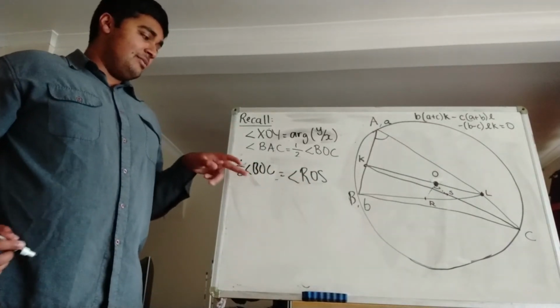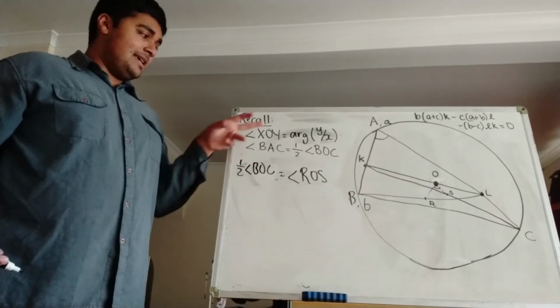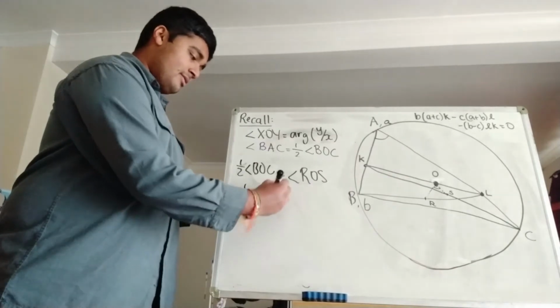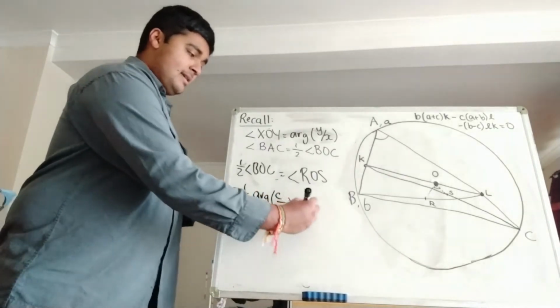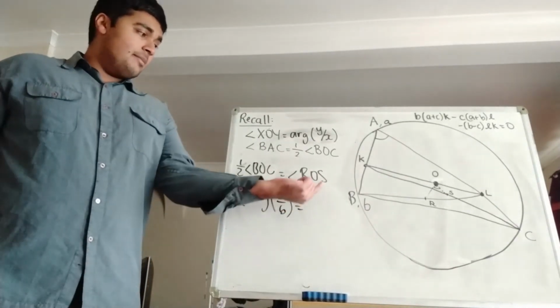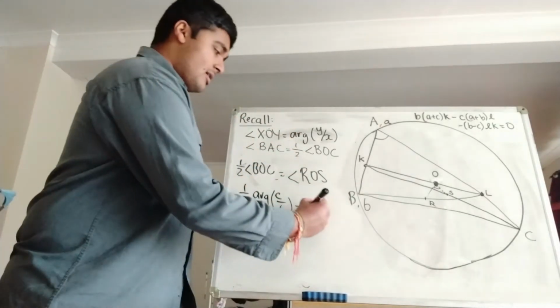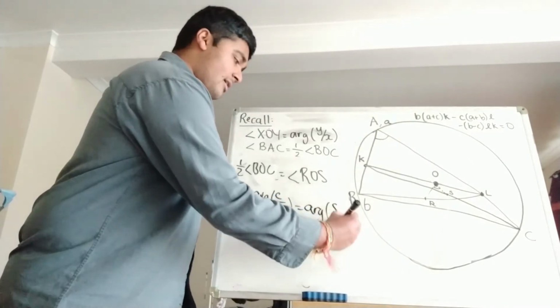So, plugging in x equals b and y equals c, the left-hand side just becomes a half argument of c over b. And the right-hand side, when x is r and y is s, becomes arg s over r, like so.